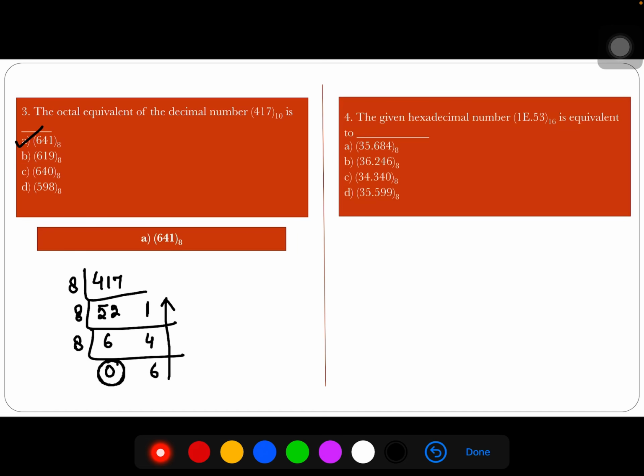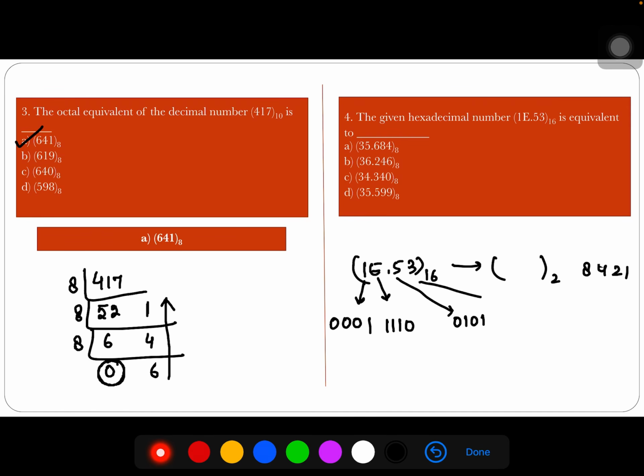In the previous slide you converted octal to hexadecimal, and I told you that this conversion takes place in 2 steps. So first of all, let's convert this hexadecimal to binary, and that binary will be converted to octal. As it is a hexadecimal number, by using the 8421 code we will represent each digit. So this will be 0001, E will be 14, so it will be 1110, 5 will be 0101 and 3 will be 0011. So this is the complete number in binary.